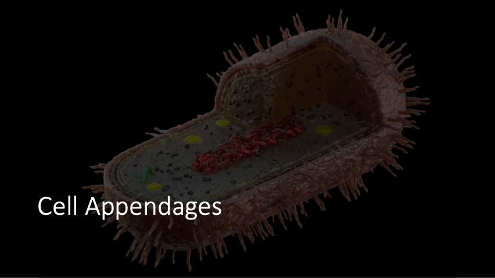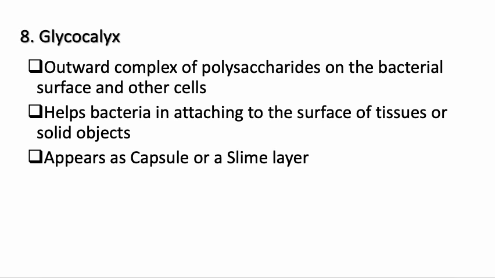Okay, let's now proceed to the different cell appendages. When we say appendages, they are not located inside or within the cell membrane of your bacteria, but rather, these appendages can be visualized outside the bacteria as protrusions. Now, the first of these cell appendages is your glycocalyx.